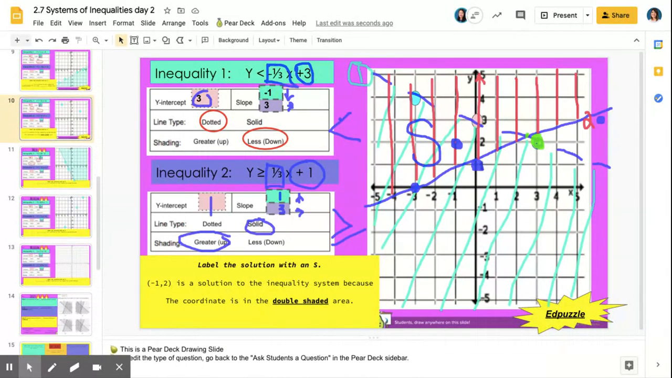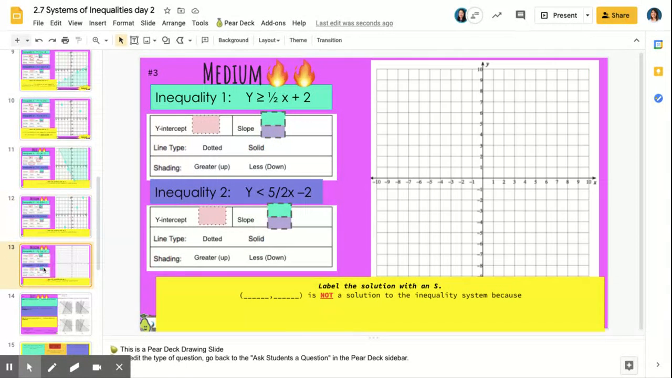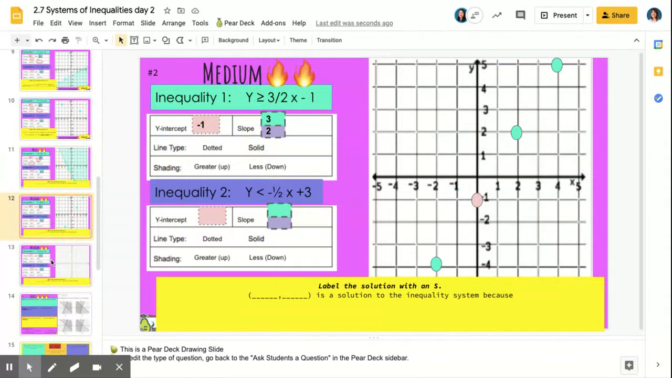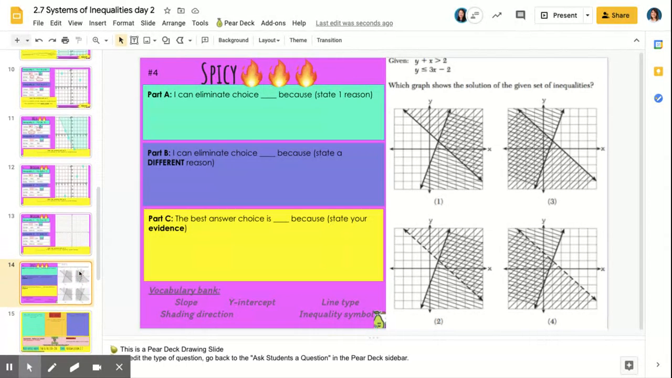What you are now going to do is you're going to complete the rest of these pink slides. So there are 4 questions. It starts off with a mild, medium, another medium, and then it's going to get spicy. That is your classwork, and if you don't finish, it is your homework. So again, you are doing the next 4 slides, mild, medium, and spicy. All of the pink backgrounds. All right, y'all, good luck. If you have any questions, make sure to ask for help.